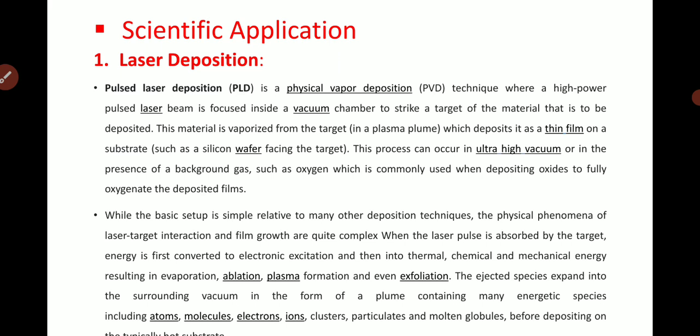What does the laser pulse do? It is absorbed by the target and the energy is converted to electronic excitation and then into thermal, chemical and mechanical energy, resulting in evaporation, ablation, plasma formation and even exfoliation.